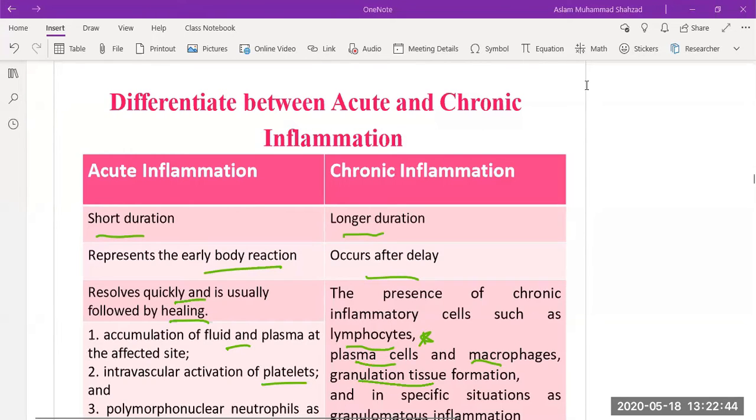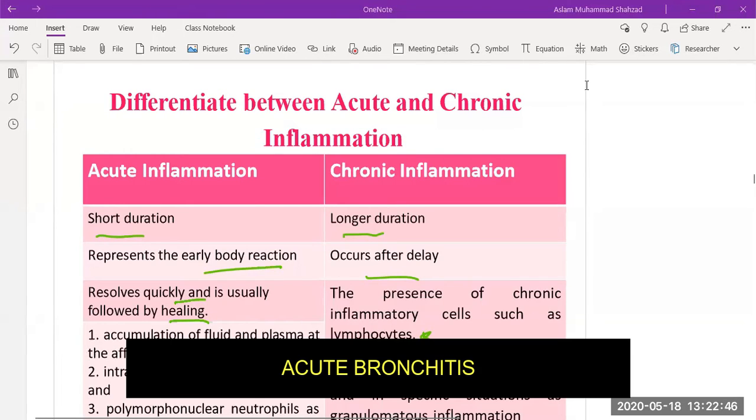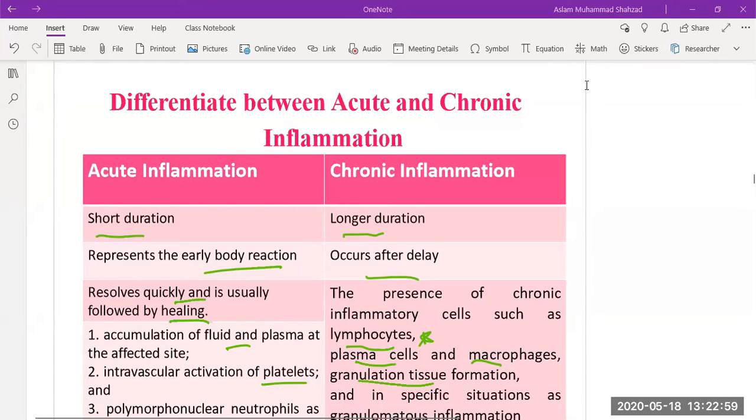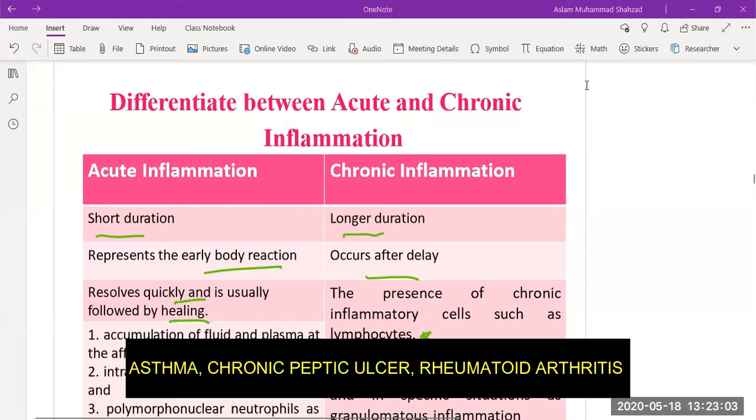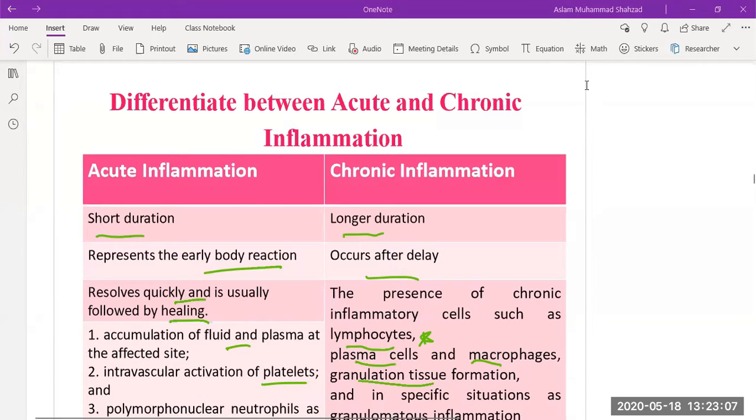The examples of acute inflammation are acute bronchitis, a sore throat from cold or flu, whereas in chronic inflammation, the examples are asthma, chronic peptic ulcer, tuberculosis, rheumatoid arthritis. These are the examples. What is the function of neutrophils in inflammation?